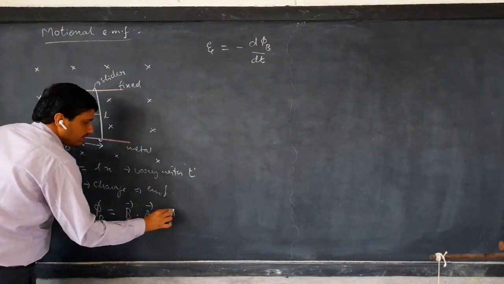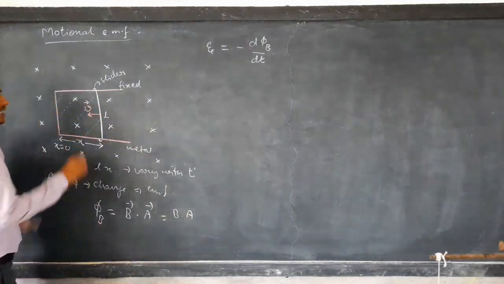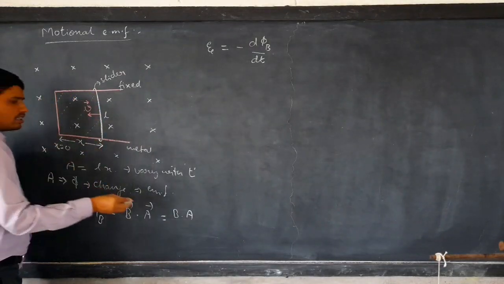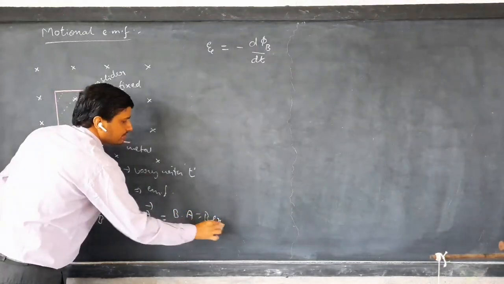So we write it as B times A. But the area of this loop can be written as X times L. So this becomes BLX.